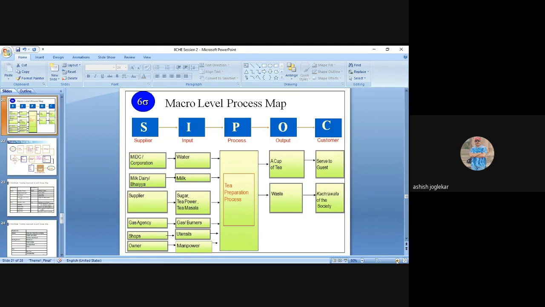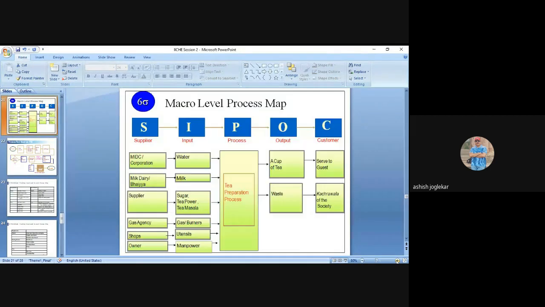This is a simple example, but if you try to relate it to the example in your organization, you will come to know how complex it is. It's not that simple as the map looks here. In organization, we have complex processes. The inputs are different, the processes are different, and lots of steps are there. This is the most simple example to show the SIPOC map. So I've taken this example of preparing a tea.